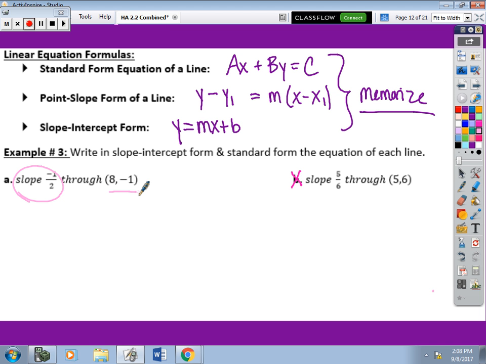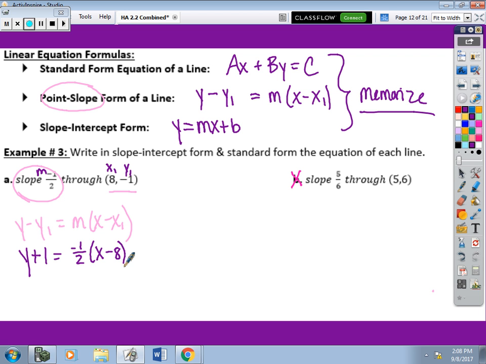Notice they didn't ask for point slope at all. They asked for slope intercept and standard, but I don't know what the y-intercept is, so I can't just plug stuff in. And I also don't know what a, b, and c are. So when you're given a slope and a point, you have to start with point slope. And then we'll substitute in our values. Our slope is our m, and this point is our x1, y1. Sub into our formula, y minus a negative 1 would become y plus 1 equals negative 1/2 times x minus 8.